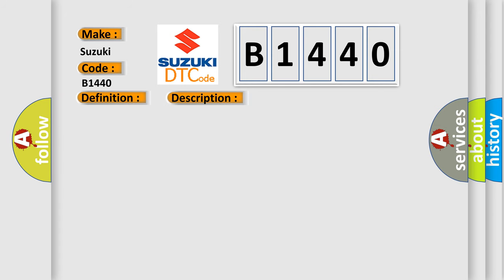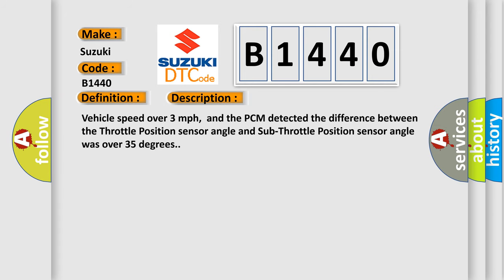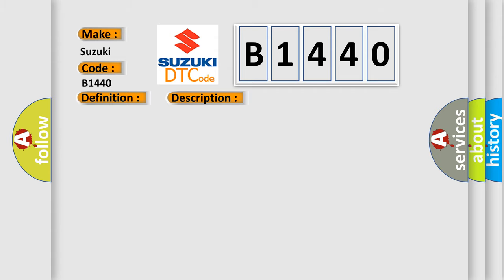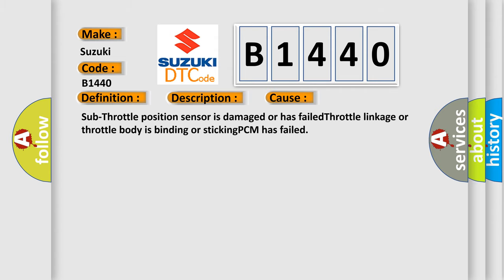And now this is a short description of this DTC code. Vehicle speed over 3 miles per hour, and the PCM detected the difference between the throttle position sensor angle and sub-throttle position sensor angle was over 35 degrees. This diagnostic error occurs most often in these cases: sub-throttle position sensor is damaged or has failed, throttle linkage or throttle body is binding or sticking, PCM has failed.